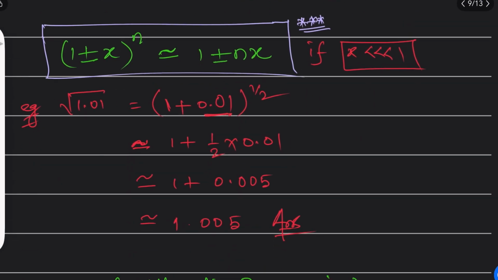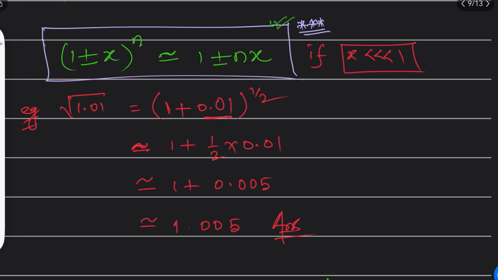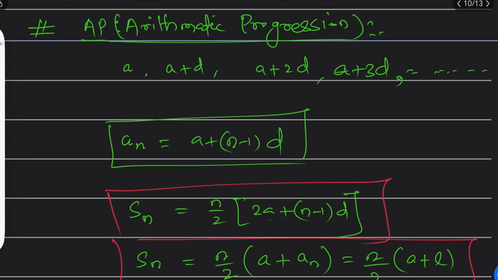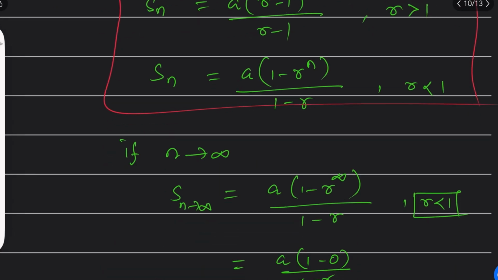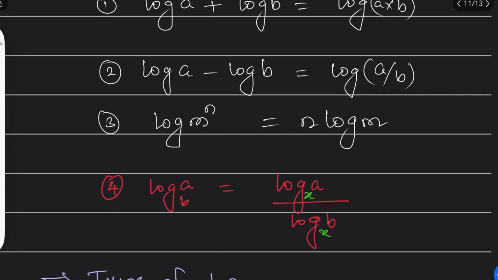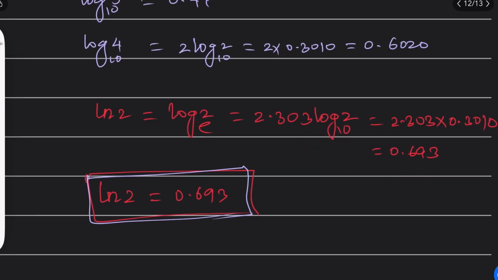Next I discussed approximation, the binomial approximation. This formula is very important for your physics problems. Whenever you find the form (1 plus x) to the power n, you can write 1 plus nx, only if x is very much less than 1. If you find this situation, you can apply 1 plus nx. Here one question also we discussed, and then we discussed AP and GP progressions, arithmetic and geometric progression. Then we discussed logarithm, log formulas, log values, everything in the last video.